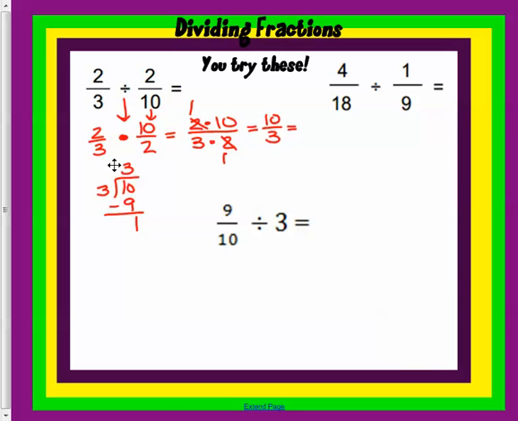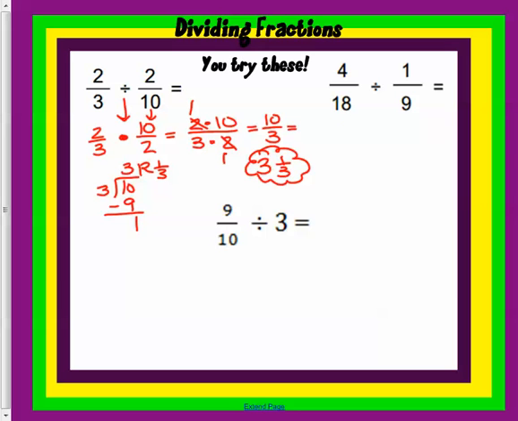Remember, if you need to brush up on this, you can always rewatch what I'm doing. So I took 3 times 3 to get 9. 10 minus 9 is 1. So I have 3 remainder of 1/3. Whatever's left over is over the number that I'm dividing by. So 3 and 1/3 is my answer.